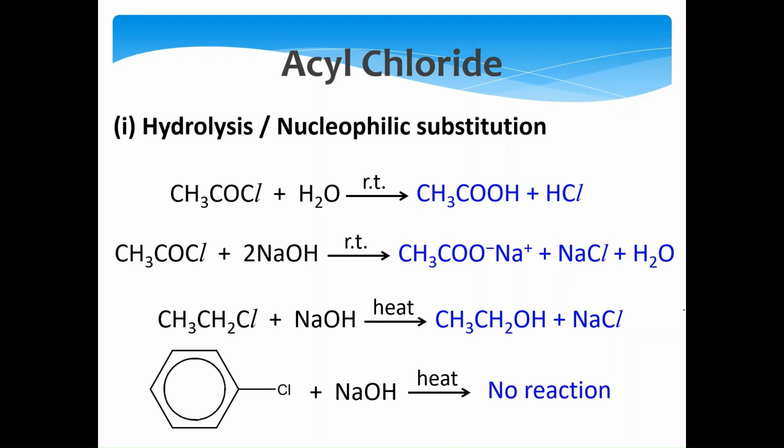And for chlorobenzene, in this case it's an aryl halide, there is no hydrolysis or no nucleophilic substitution, even if you add in NaOH and heat. Okay, so these are the differences in the ease of hydrolysis of acyl chloride, alkyl chloride, and aryl chloride.